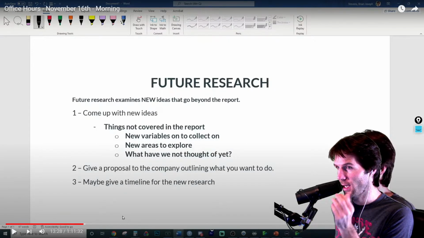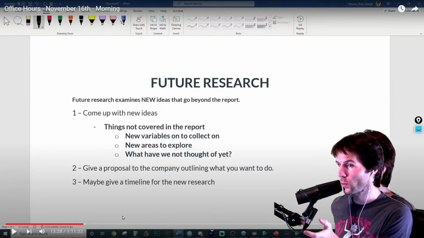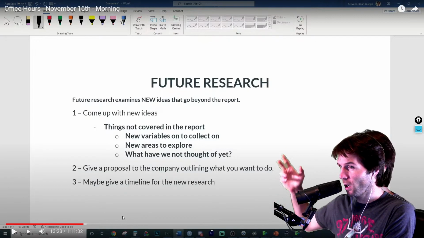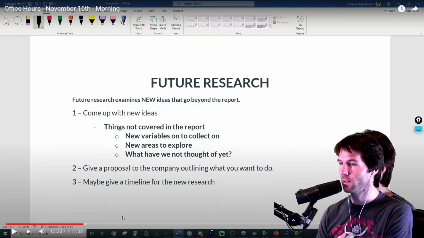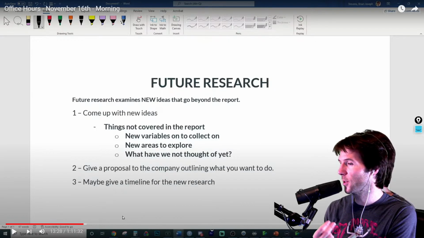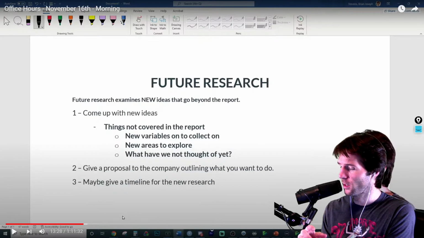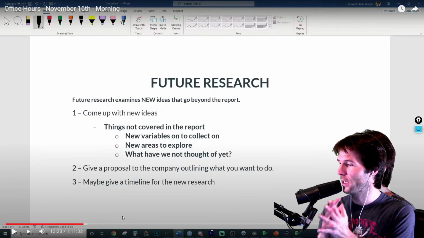Future research examines new ideas that go beyond the report. So when you're doing your future research, you want to think about things that have not been covered in your report. Come up with some new ideas. Things that you could be like, well, we could examine this. This was talked about in the report, but let's go into further detail and start to flesh out this idea more. Let's try to bring new ideas into this.